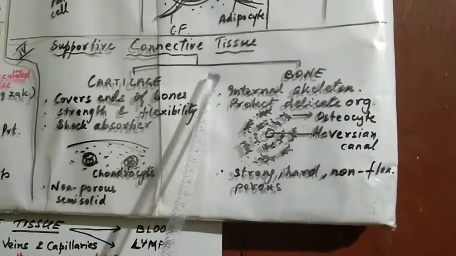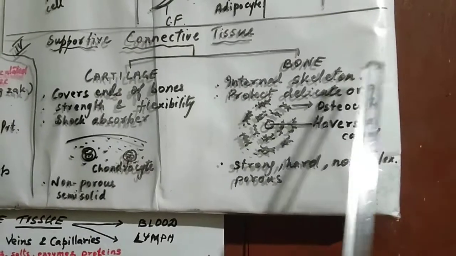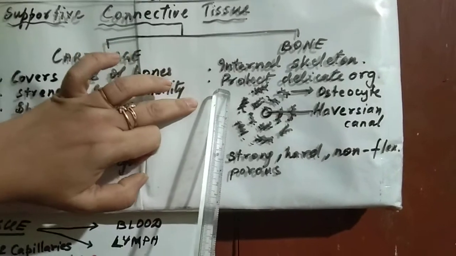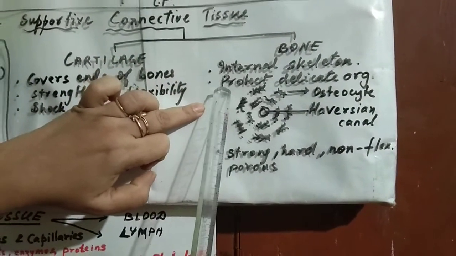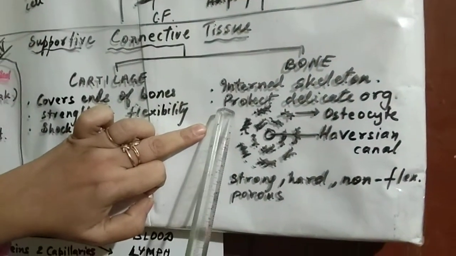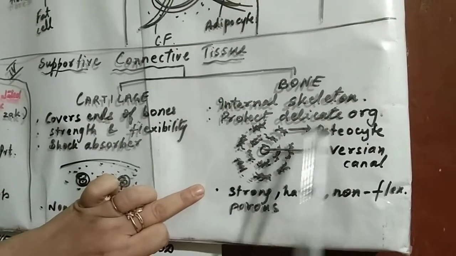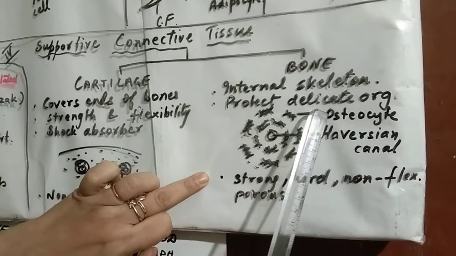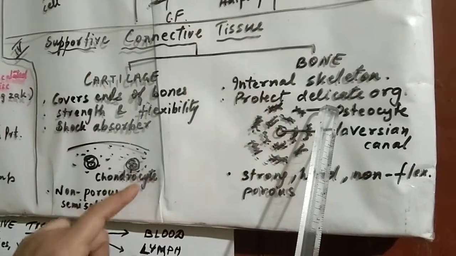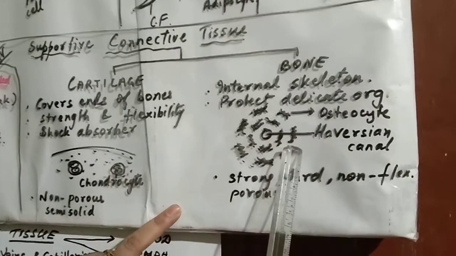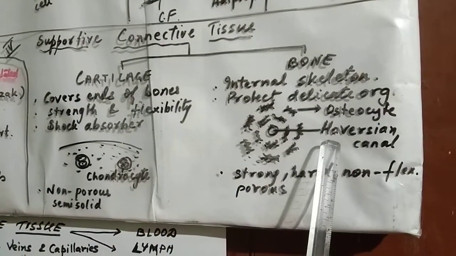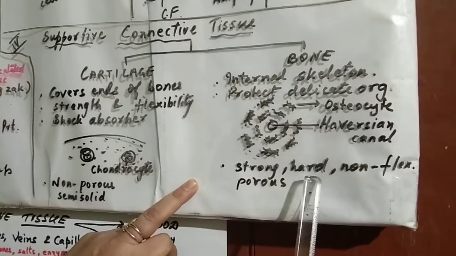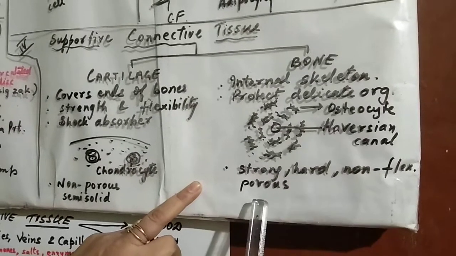Now what are bones? We already know. The internal skeletal system is made up of the bones. What is the function? Generally they protect the delicate organs. The heart, the brain, etc. are protected by the bones only. The structure of the bone has a special type of cells called osteocytes. So here are chondrocytes and here are osteocyte cells. They have in the center the Haversian canal. So definitely bones give strength. They are very strong, very hard, non-flexible, but porous in nature.